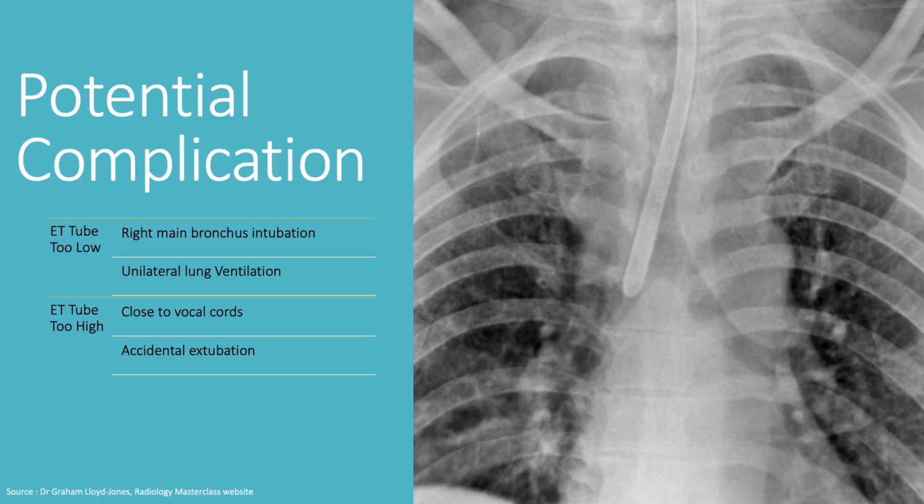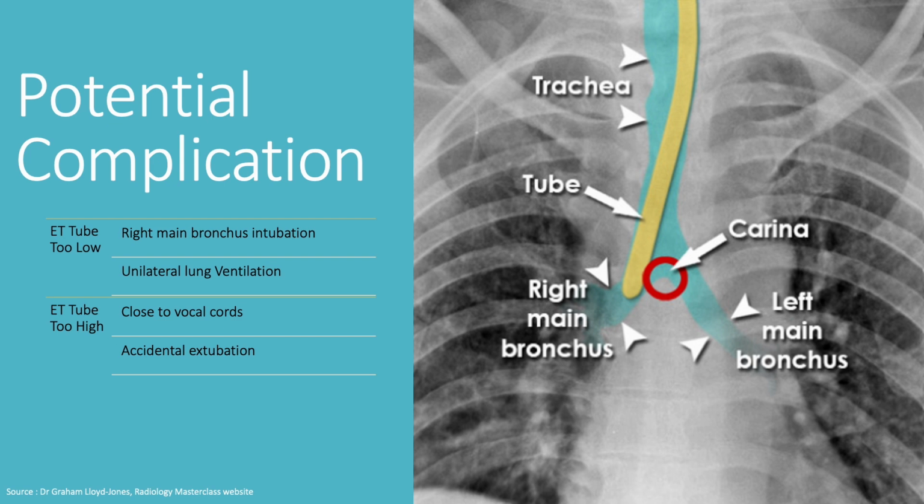One of the key complications to consider is if the tube is inserted too deeply. The tube may enter the right main bronchus, which is more vertical. This can result in ventilation of the right lung and collapse of the left lung.